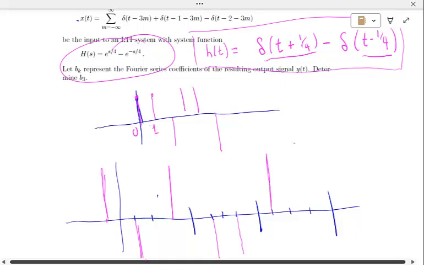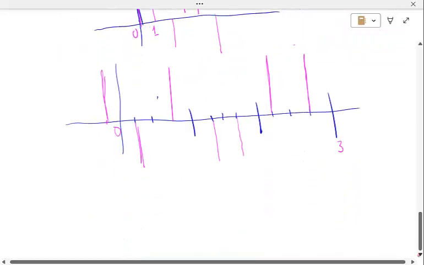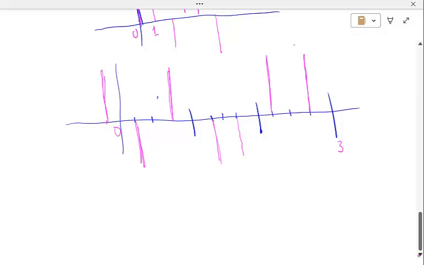Now, this is going to continue periodically. So 0 is the same as 3, which means that here I'm also going to have a positive. So I've got a bunch of positive and negative spikes here at 1/4, this is going to be 3/4, 5/4, etc. And these are either plus or minus 1.